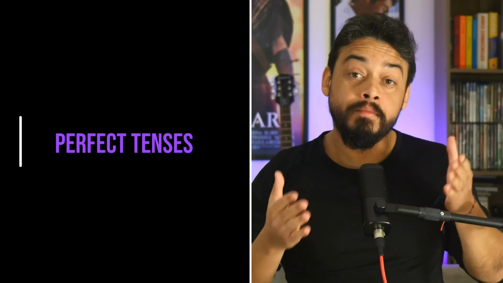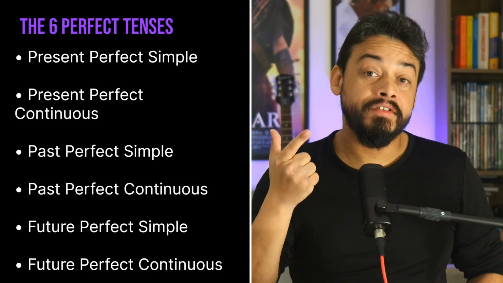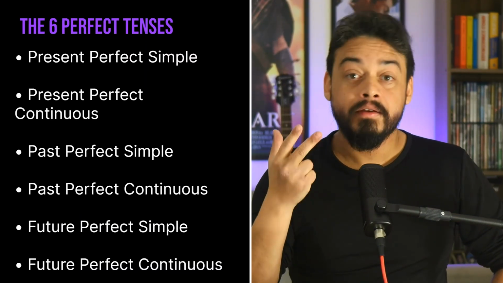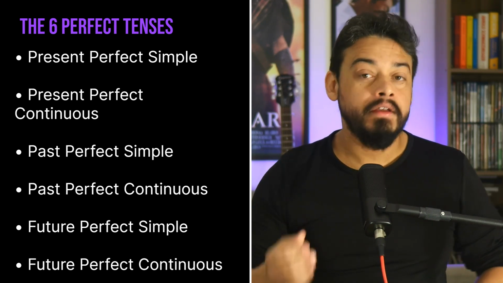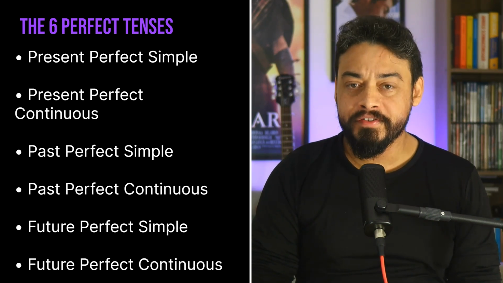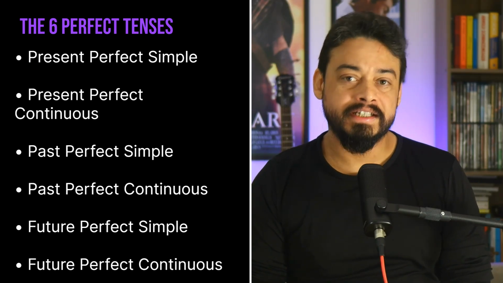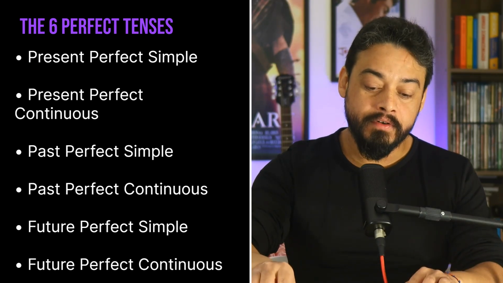Then we move on to the perfect tenses, which are also 6. Present perfect simple, present perfect continuous, past perfect simple, past perfect continuous. Finally, future perfect simple, future perfect continuous. These are the 12 verb tenses.